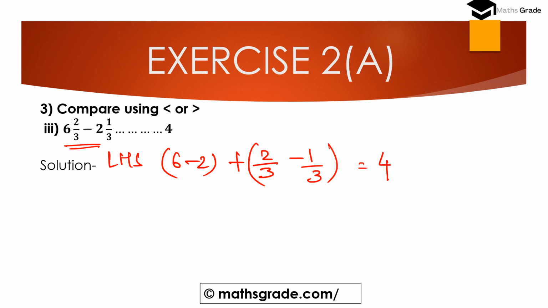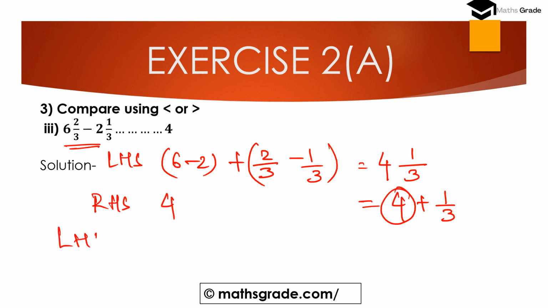6 minus 2 is 4, and 4 1 divided by 3, so 4 plus 1 divided by 3. Here on the left side there is 4, and here on the right hand side there is 4. So the left hand side, 4 plus 1 divided by 3, will be greater than 4.